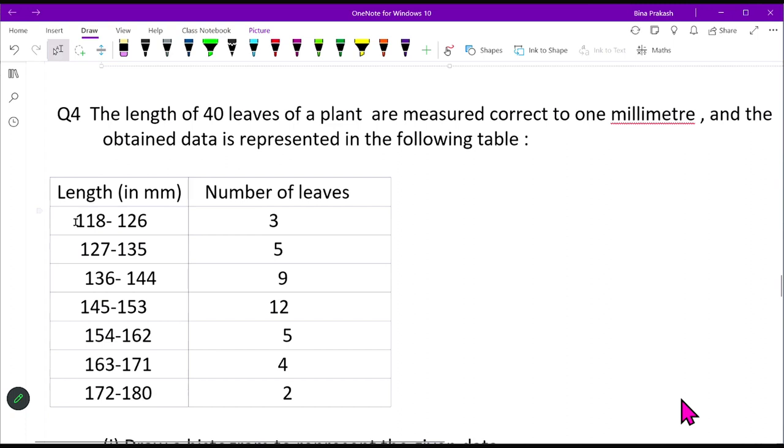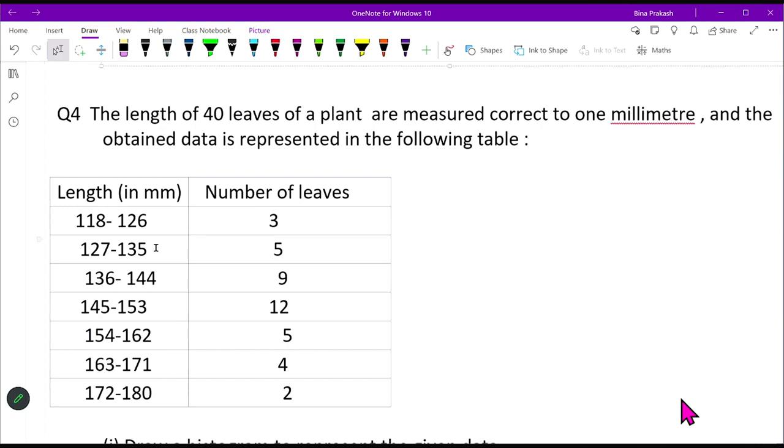We find that there are leaves whose lengths are from 118 to 126 millimeters. Then it is from 127. So obviously we are ignoring the decimal part. We are taking only whole number. We know that on the scale, we cannot take numbers between 126 and 127 for millimeters. So that's the reason why we have this data in this form. Had it been centimeter, we could have got it as continuous, but it is in millimeter. We cannot have between them. It's obvious from the scale.